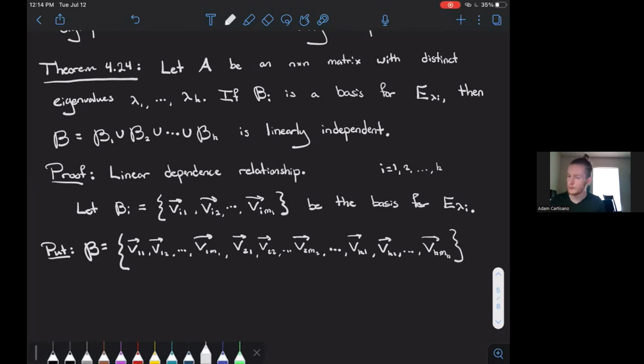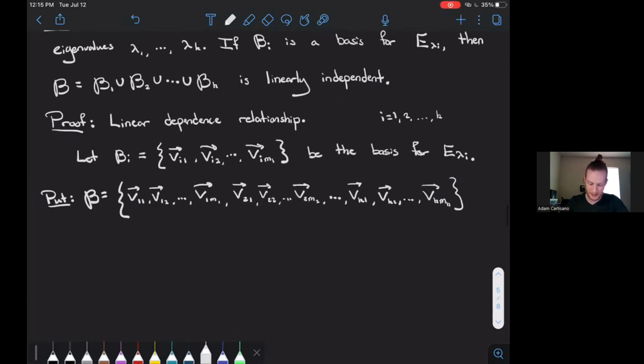Again, I don't know what the dimension of the last eigenspace is. I'm just putting it, but it's mk, whatever it is. Now, what do I want to do? I just want to show that this set is linearly independent. This is a lot of setup for something seemingly innocent.